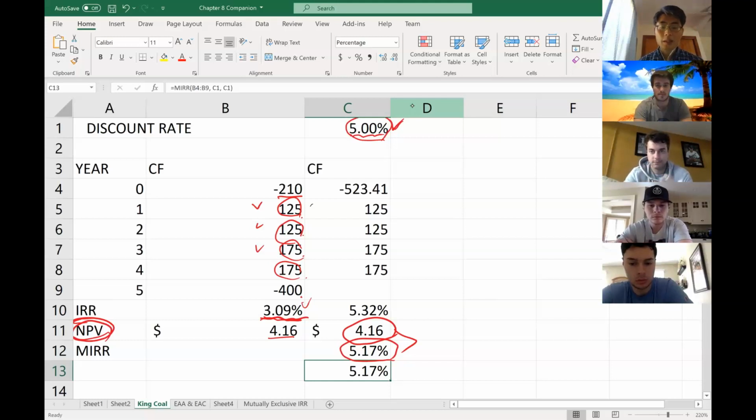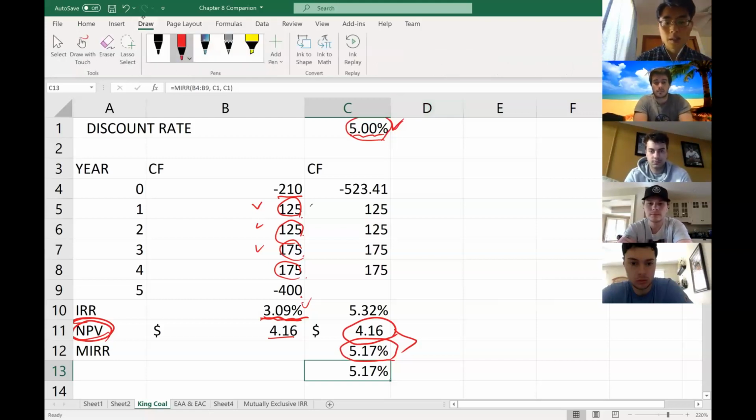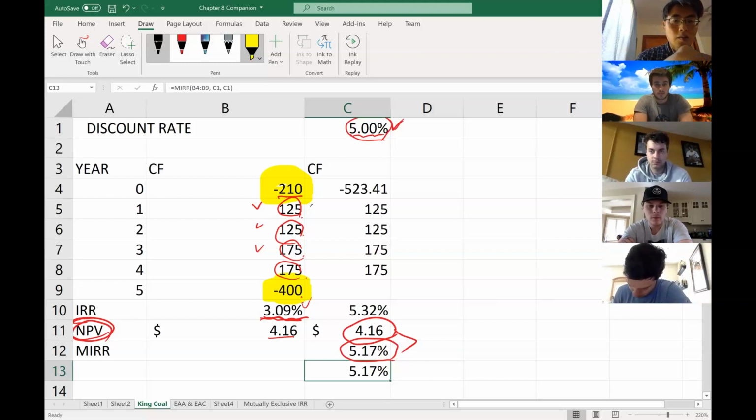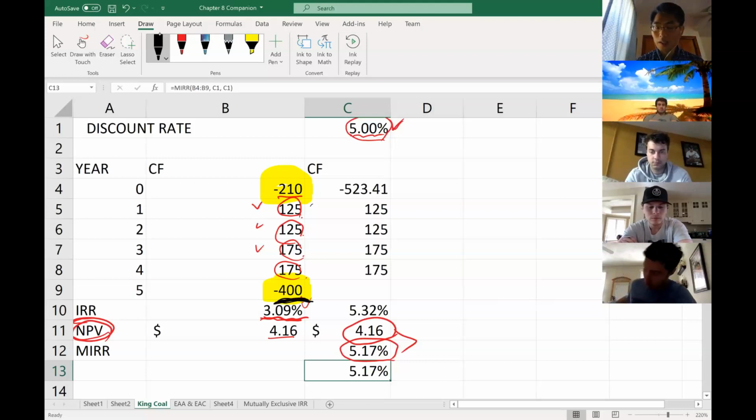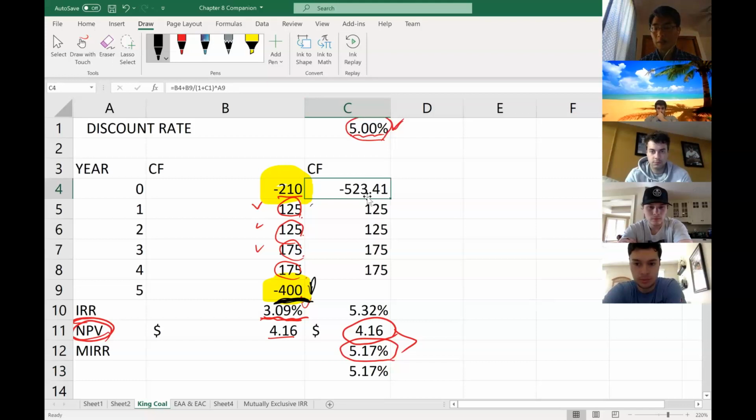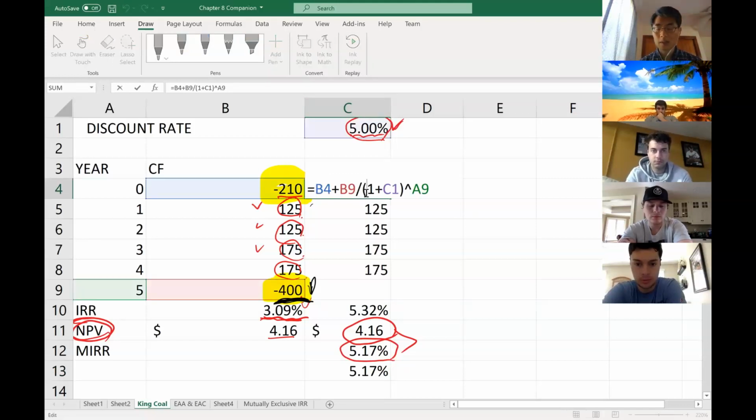Okay, another way of solving this problem is to understand that the source of the problem is that there are two separate cash outflows. Right, so there is a cash outflow here, cash outflow here. So one potential solution to this problem is eliminating this cash outflow. Right, so calculate the present value of this $400 and add it back to the initial cash outflow, like this.